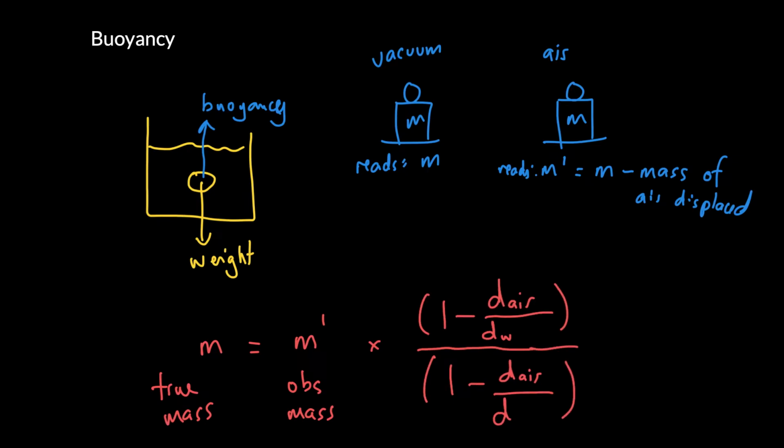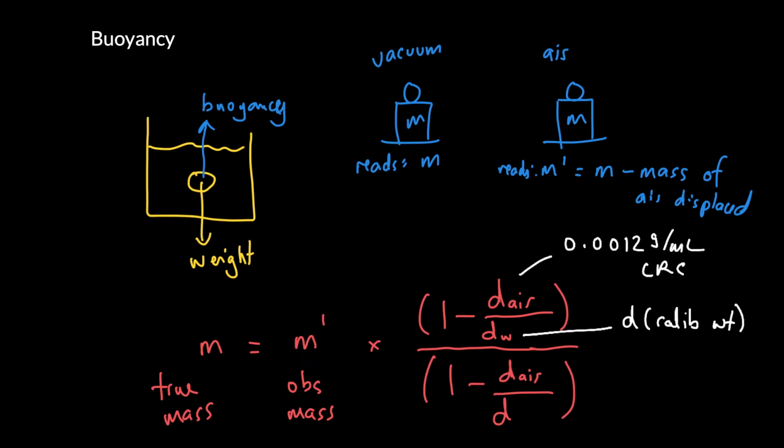So just add some little notations on here. So this is the density of air, approximately 0.0012 grams per milliliter according to the CRC handbook. The density of the calibration weight. Now, the calibration weights are often made of brass, and brass has a density that's very close to 8 grams per milliliter. Again, the density of air we saw before, and this is the density of the object being weighed.